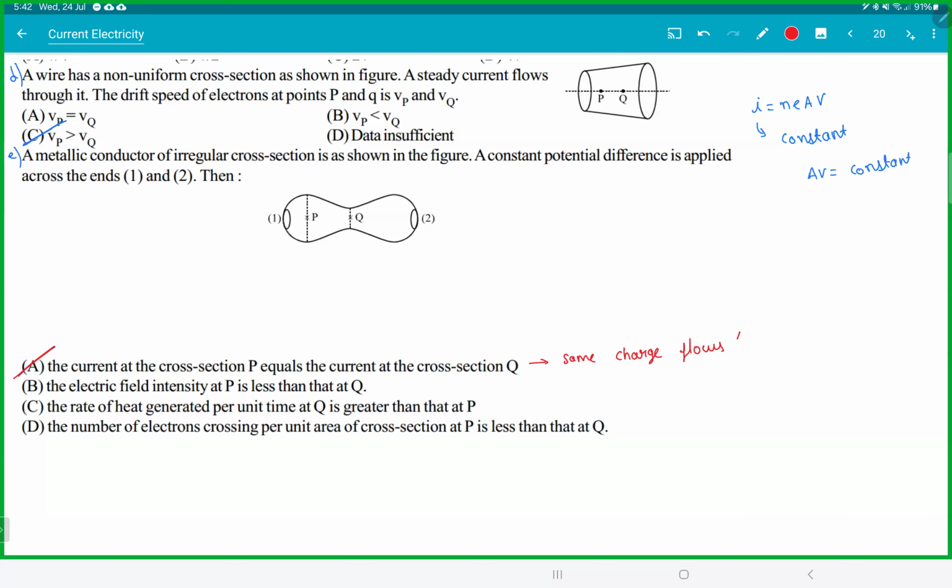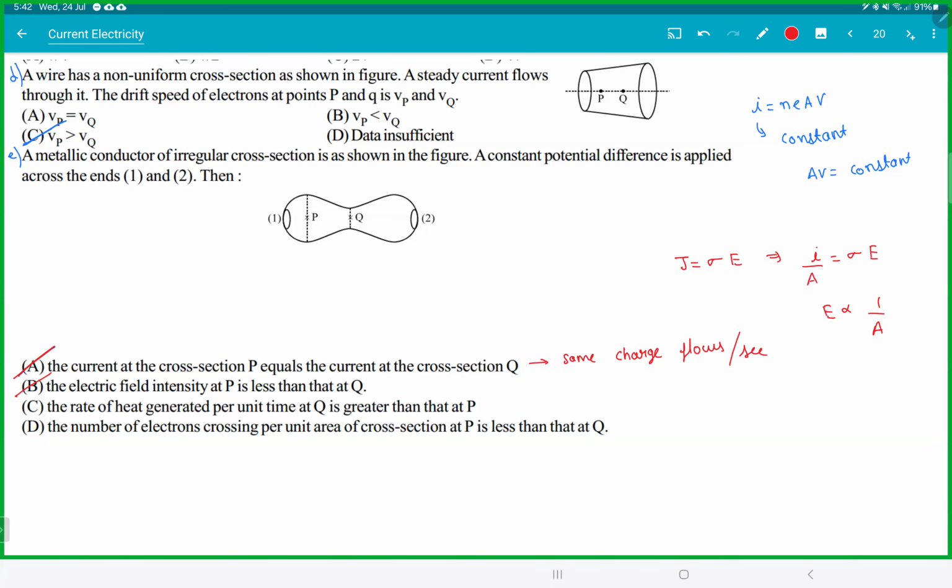Current is simply charge flowing per second. I don't care about the area. The electric field intensity at P is less than at Q. We know current density J is equal to sigma E. And we know J is nothing but current by area. So we can clearly see E is proportional to 1 by area. So both the things current is same. So whoever has more area will have less electric field. So P is also right.